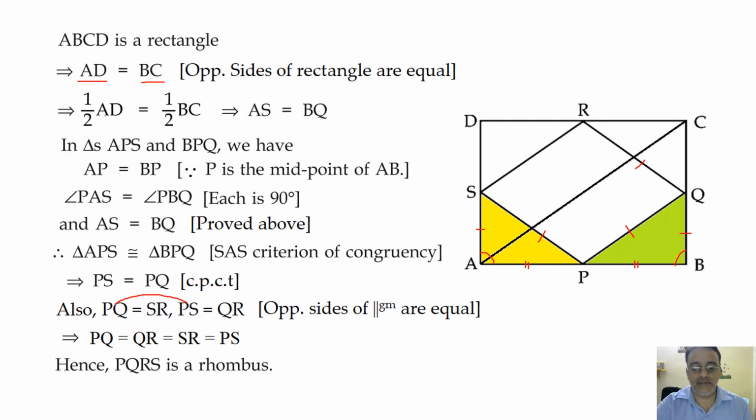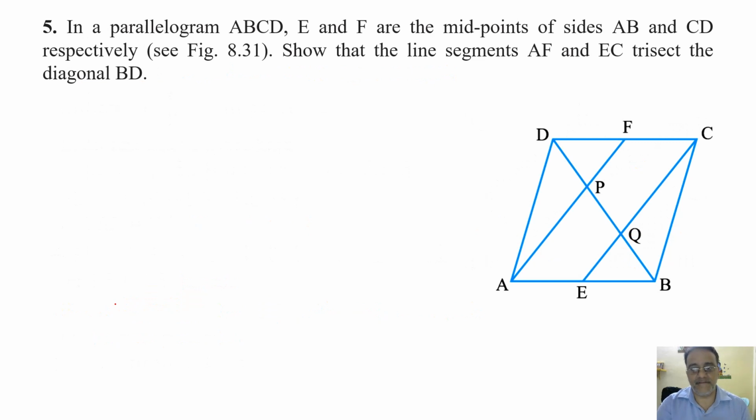So now we are moving towards question number 5. In a parallelogram ABCD, E and F are the midpoints of sides AB and CD respectively. Show that the line segments AF and EC trisect the diagonal BD. Trisect means three equal parts. मतलब हम लोग को क्या प्रूफ करना है? ये और ये इक्वल है प्रूफ करना है. ठीक है. So let us start.